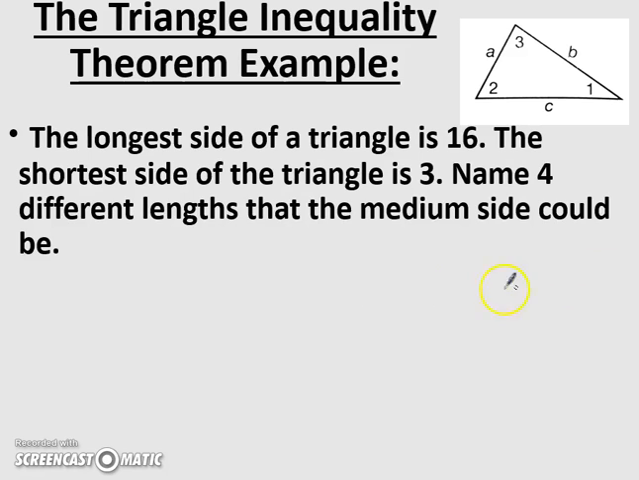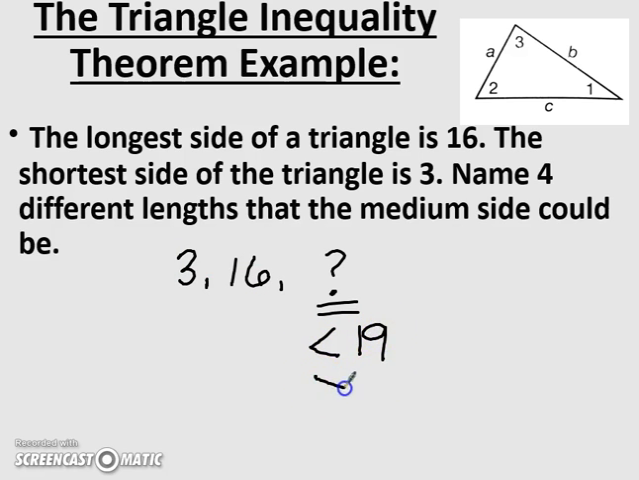Let's look at another example. The longest side of a triangle is 16. The shortest side of the triangle is 3. Name 4 different lengths that the medium side could be. So remember, if we know 2 sides, but we don't know the third, then this side is going to have to be less than when we add them. So 3 plus 16 makes 19. So we need a number less than 19.